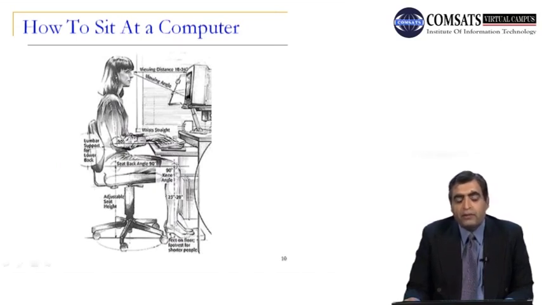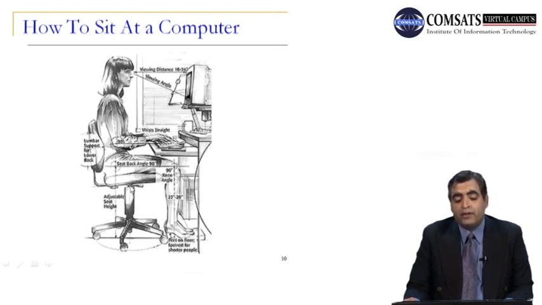The viewing distance should be 10 to 24 inches. The viewing angle is between 5 to 15 degrees. The wrist should be straight. Remember, your arms and elbows must hold a 90 degree angle. Lumbar support for the lower back, seat back angle is 90 degrees. Your knee angle should be 90 degrees. And this height must be 23 to 28 inches. Feet on the floor, footrest for shorter people. If you have a problem, then use the footrest.